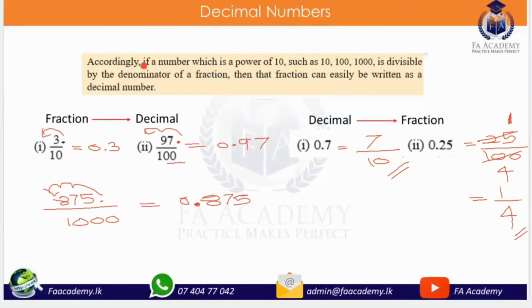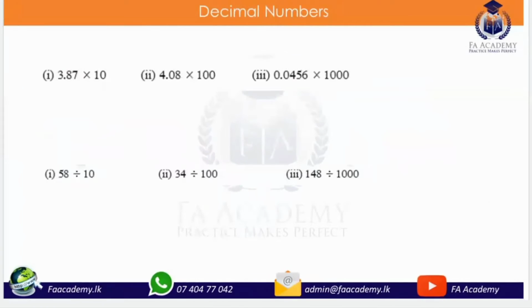Right, so here they have told that if a number which is a power of 10, such as 10, 100, 1000, is divisible by the denominator of the fraction, then that fraction can easily be written. So the easy technique was taught just a few minutes back. I just told you the technique. You need to check how many zeros there are and simply move the decimal point backwards. That's it. Right, so let's move on to the next screen.